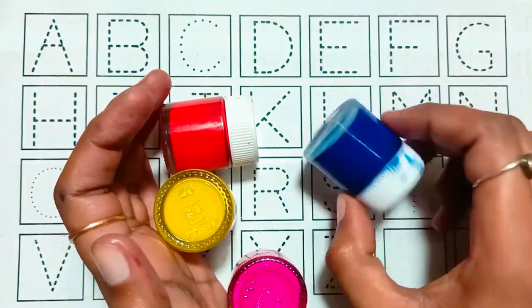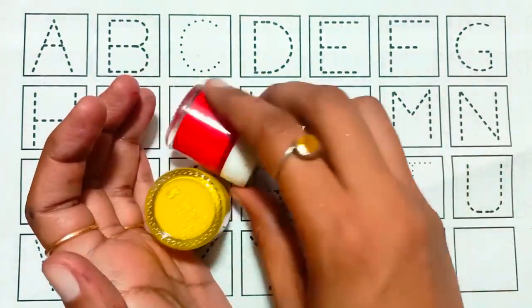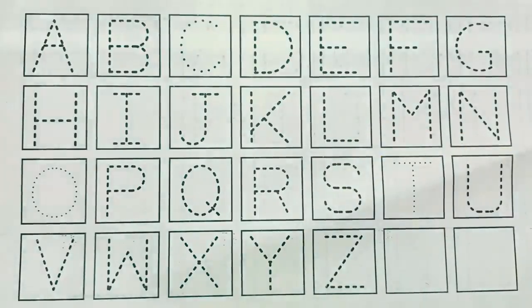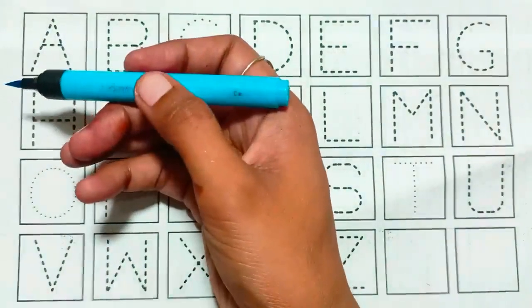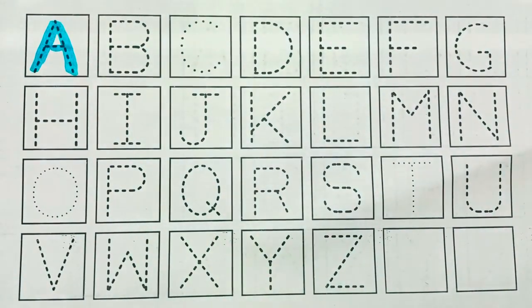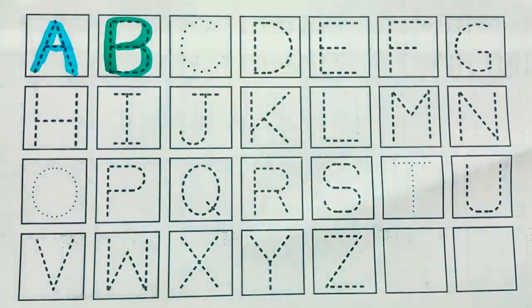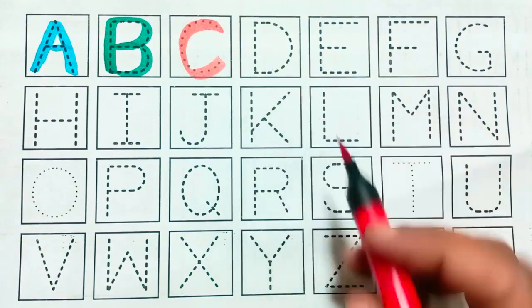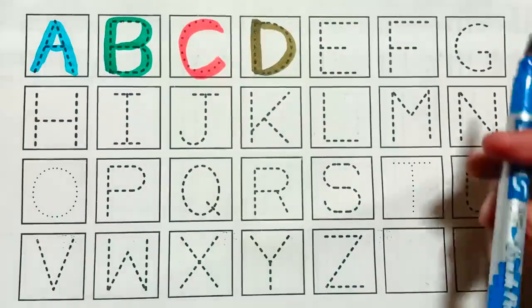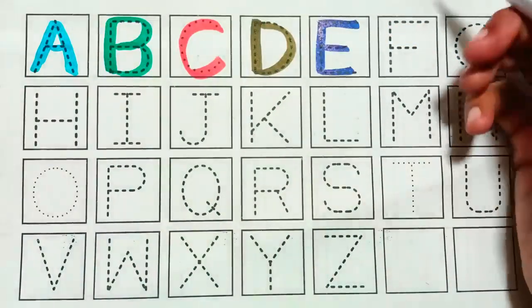Green color, blue color, pink color, red color, yellow color. A for apple. B for ball. C for cat. D for dog. E for elephant. F for fish.